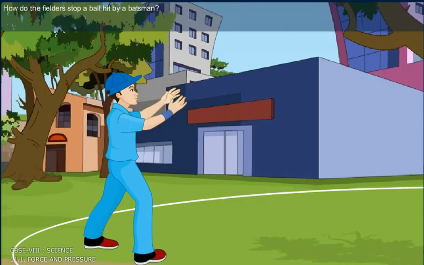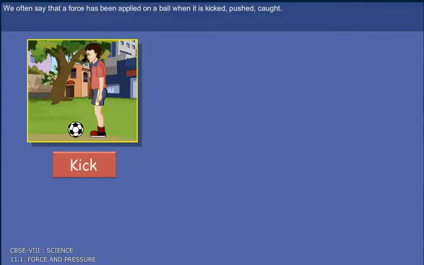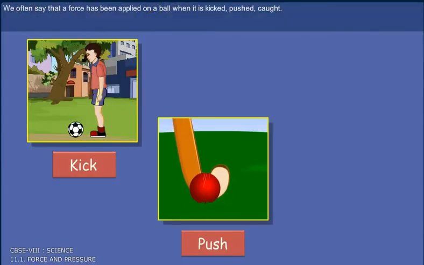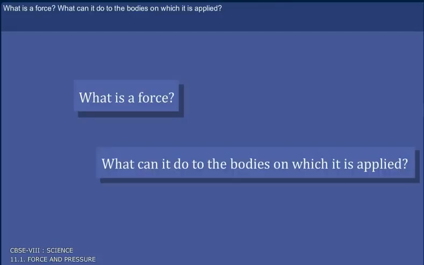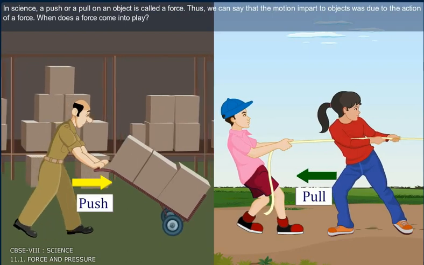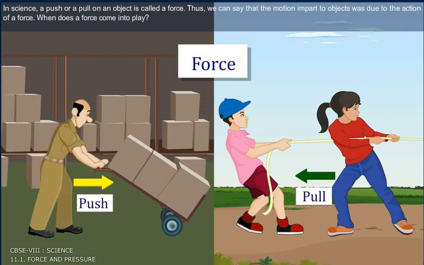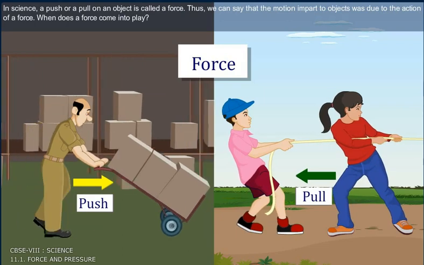How do the fielders stop a ball hit by a batsman? Fielders stop a ball hit by a batsman by holding the ball and stopping it. Good. We often say that a force has been applied on a ball when it is kicked, pushed, caught. What is force? What can it do to the bodies on which it is applied? In science, a push or a pull on an object is called a force. Thus, we can say that the motion imparted to objects was due to the action of a force.